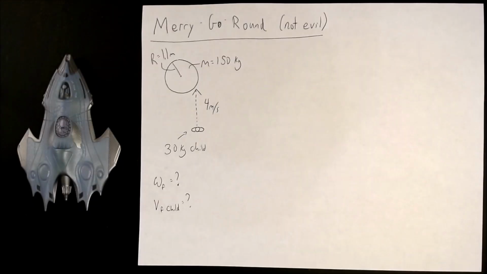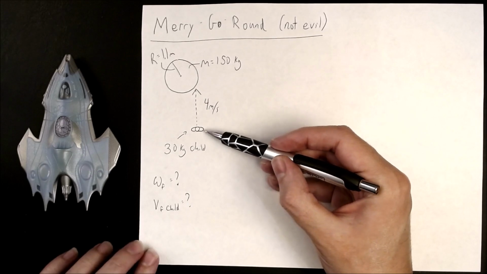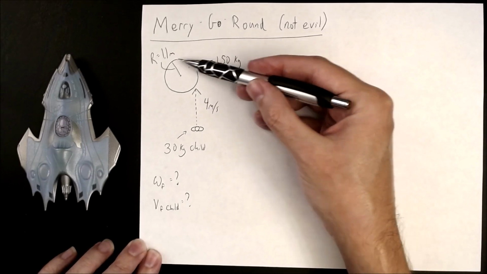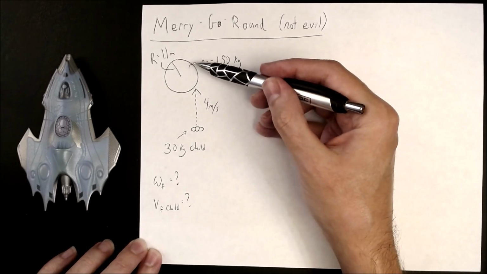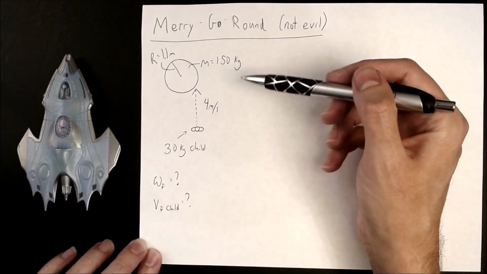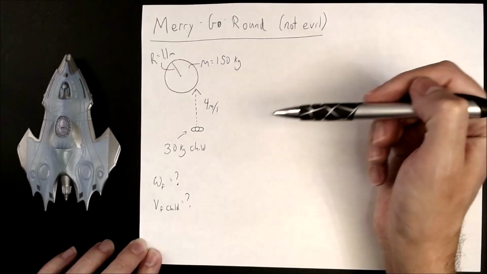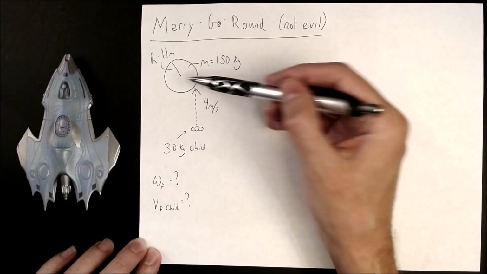First question is a nice one about a not evil merry-go-round, unlike Pennywise's merry-go-round from the beginning of the semester. We've got a 30-kilogram child here running towards the edge of a merry-go-round. This is a top-down view of a merry-go-round. If you don't know what I mean with that phrase, look on the slides for the merry-go-round and you'll see what it is. But it's a disc that can spin in the middle.